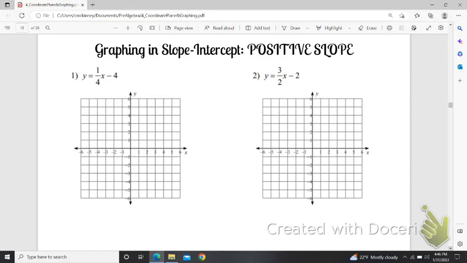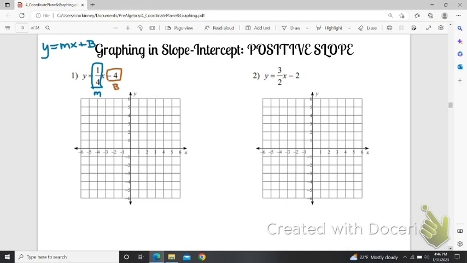All right, this is on that next page, and we're going to make a graph from slope-intercept form. So first, it's a good idea to identify your m and your b. Remember, slope-intercept form is y = mx + b. The number in front of the x is the m, and the number out here at the end is the b.